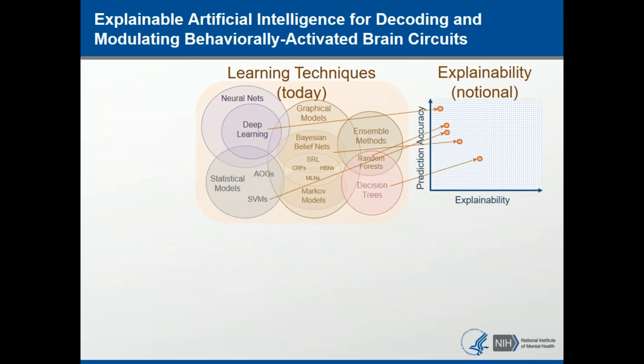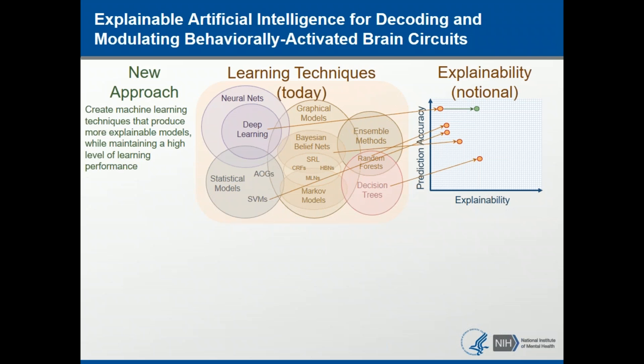So the idea is that machine learning has different degrees of accuracy and explainability. There could be different approaches where, for instance, deep learning is one of the most accurate at the moment, but we would like, if possible, to move this level of accuracy into a more explainable space.